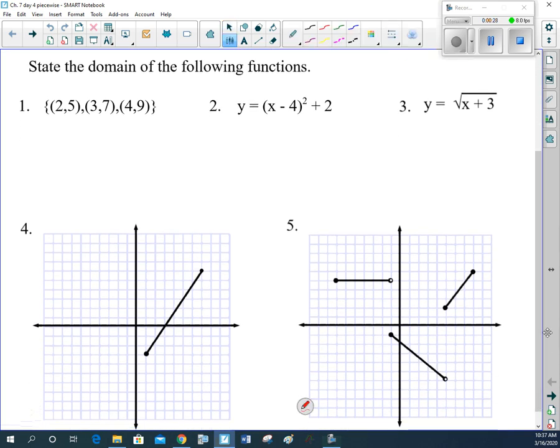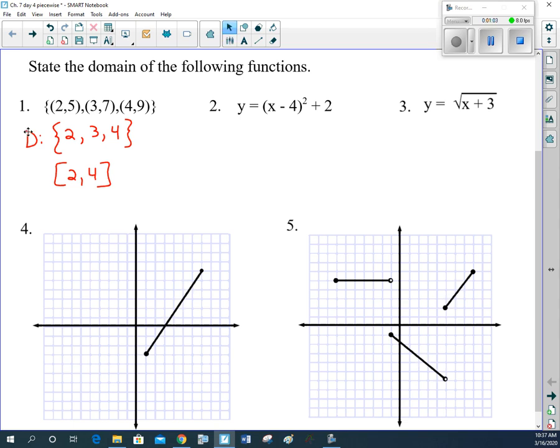Because these are 3 individual ordered pairs, remember, you have to do the domain as 3 individual x values. So your domain is 2, 3, and 4. Use your braces to denote that those are separate points. We're not going to do brackets because remember, if I said 2 to 4 like this, then that would mean that I'm talking about all the numbers between 2 and 4, and I'm not. I'm just talking about the specific numbers 2, 3, and 4. I don't want 2.5. I don't want 3.7. I only want those individual values.